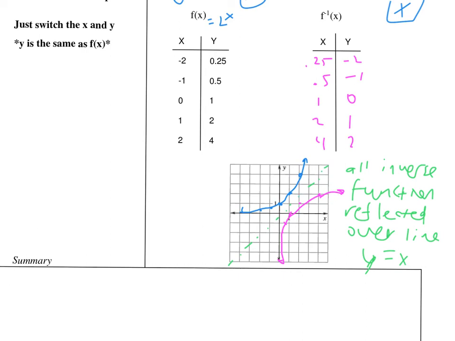One more quick note here. What is the inverse of 2 to the x power? Well, this is actually something we're going to talk about a little bit later. But this would be log base 2 of x.